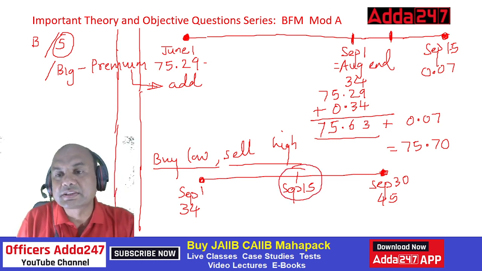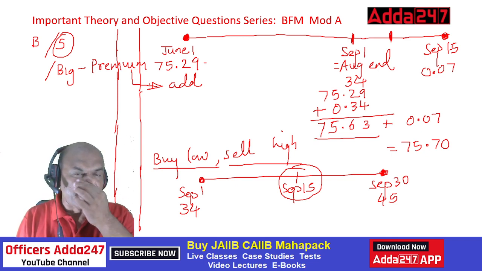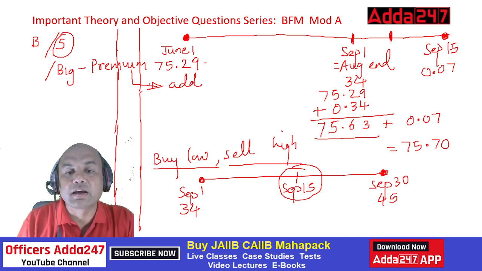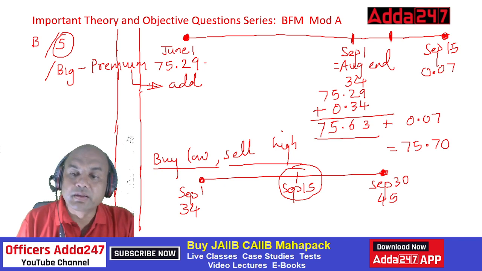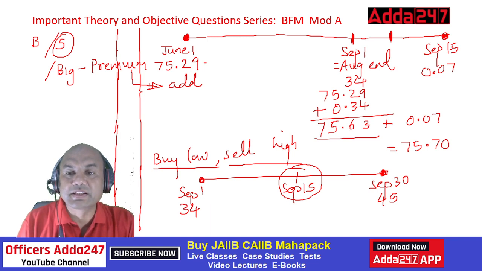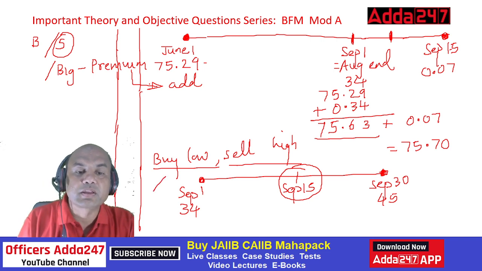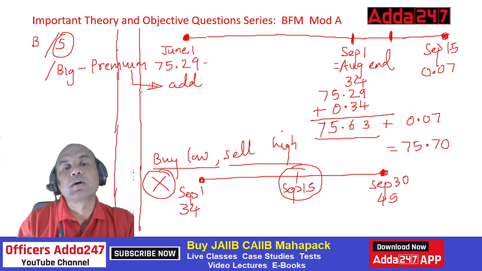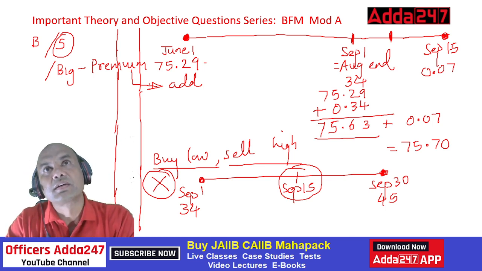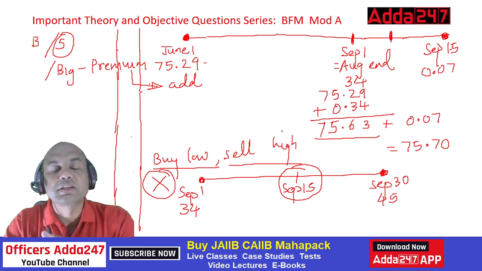If they wouldn't have given this 7 paise, then I would have used this 34 and 45, and then what would I have done? I'm selling, so I would have used sell high. So I would have done 75.29 plus 0.45, and then I would have added that rate. But here, as they have not mentioned anything over here, so what will I do? I'll use, see here, they have mentioned this specific rate on September 15, 6 and 7 paise. So I can't use this buy low, sell high over here, never. Whenever, remember, you are getting some fixed rate on some fixed date, you should never use the buy low, sell high concept. Never.